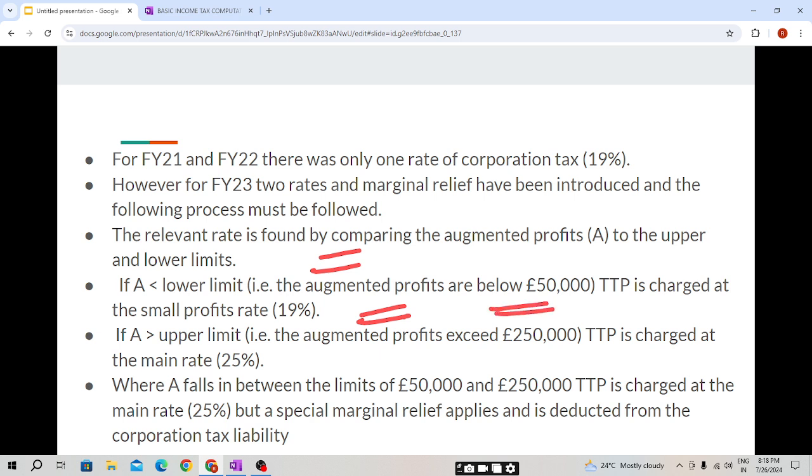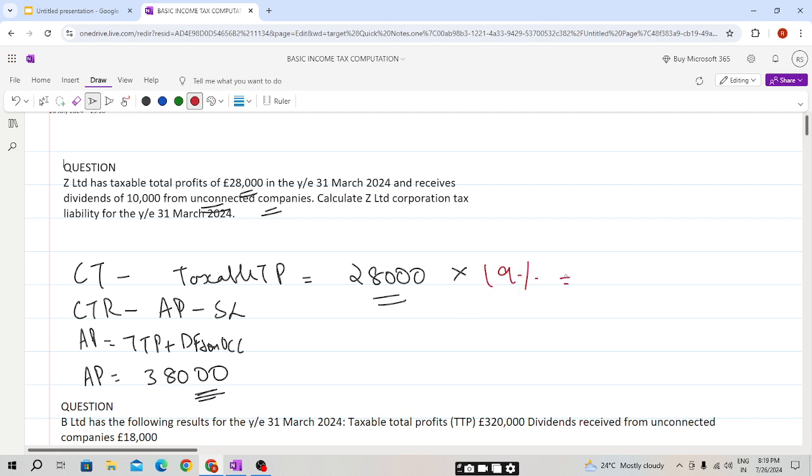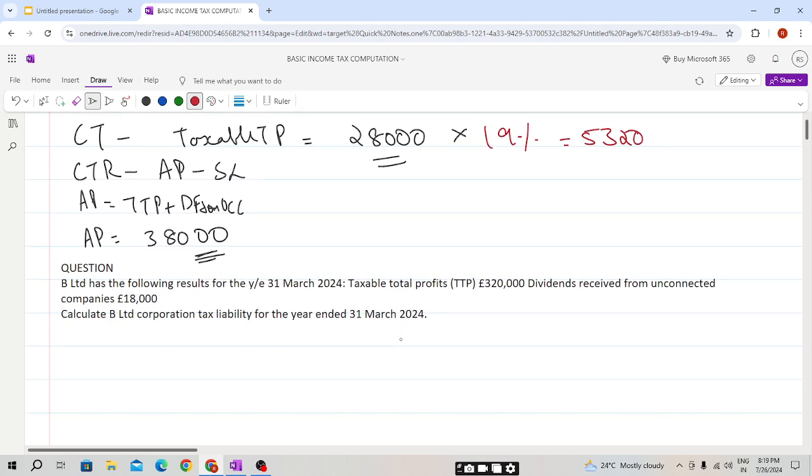Now students, the augmented profit needs to be compared with the limit. The augmented profits are below 50,000 pounds, that is, it should not be equal to 50,000 also, so it will be taxed at the main rate. So the whole TTP will be taxed at the main rate. Please do not compare this with the tax bands we have studied in individual calculation. No students, individual income tax is totally different. The tax rate for the band in which the augmented profit lies will be applicable to all taxable total profit. So 19%. This will give rise to 28,000 into 19%, 5,320.